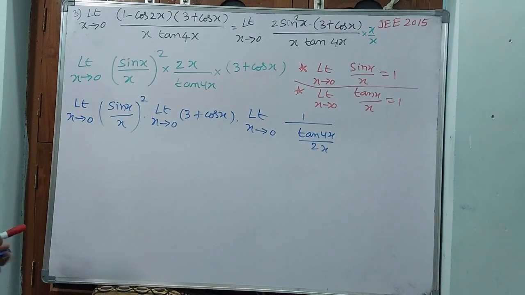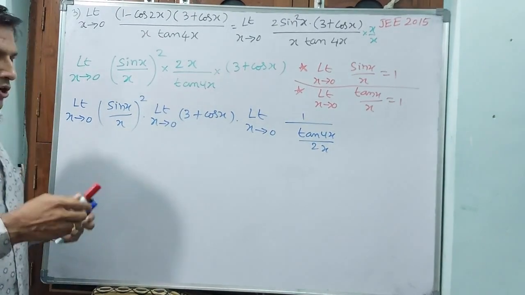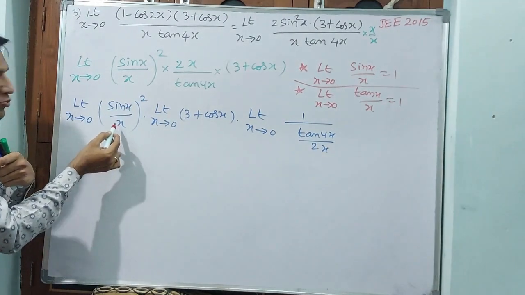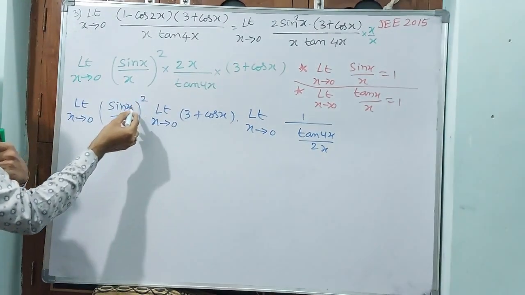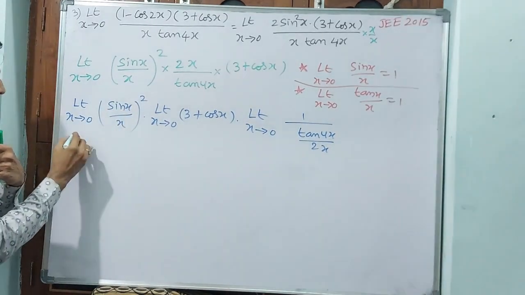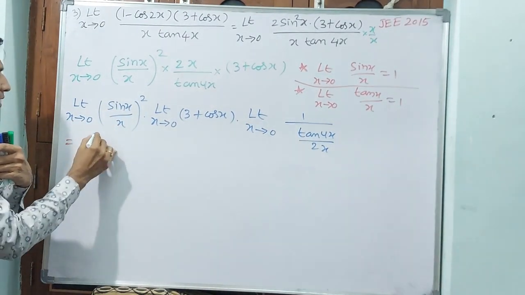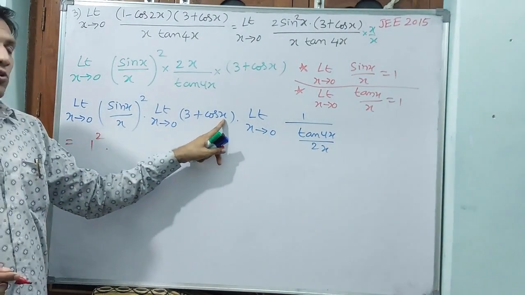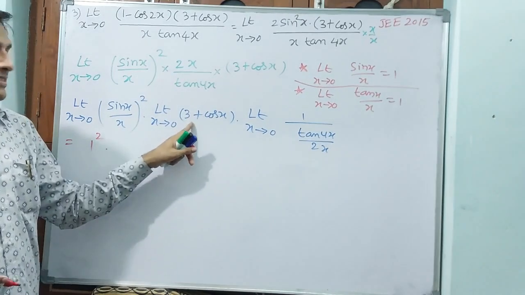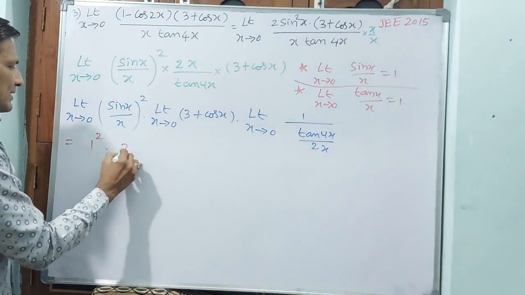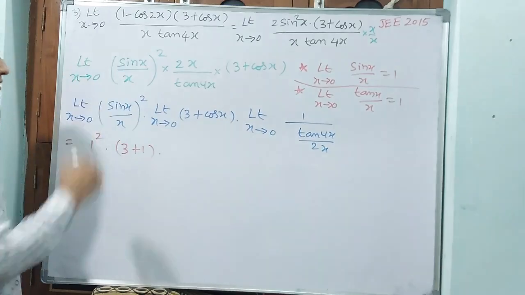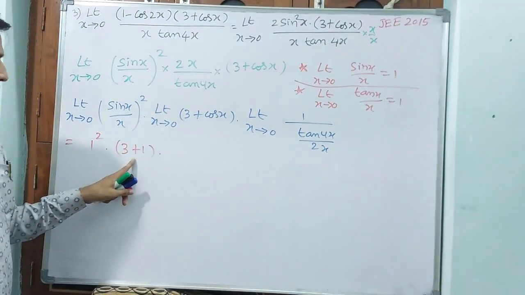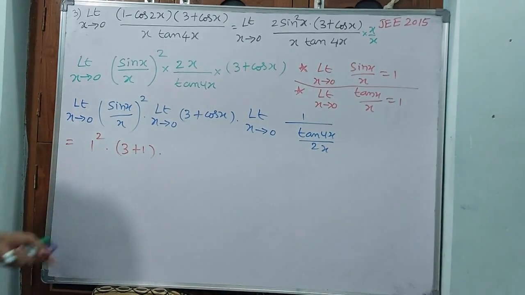Now, I am not doing it in one go, because you have to get some experience. Here directly x is there, so there is no problem. Sin x by x is 1, so 1 square will come, and 1 square is 1. Here also if you apply 0, cos 0 is 1, so 3 plus 1 is 4. I have written 3 plus 1 only, because in the next step we will know.